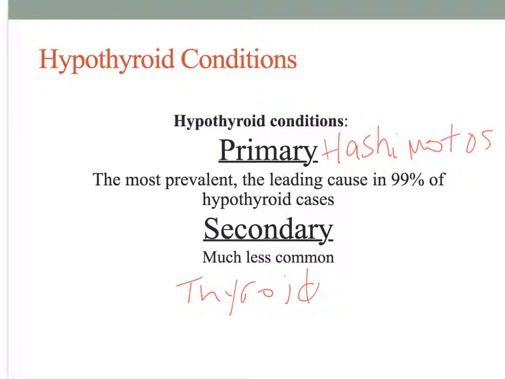Hashimoto's thyroiditis is the most common cause of hypothyroidism in the United States, like I said before. This autoimmune form of hypothyroidism results when the body pathologically recognizes thyroid antigens as foreign. This leads to a chronic immune response, which eventually leads to atrophy of the thyroid follicles.